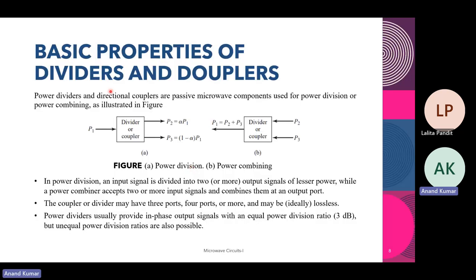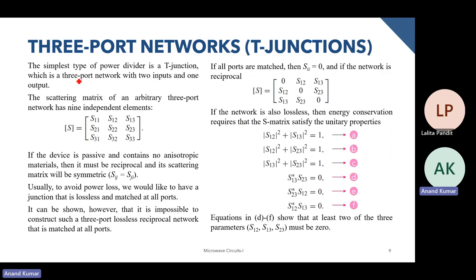So we started with the basic properties of dividers and couplers. Again, sorry, this should have been C here. I missed correcting it in dividers and couplers. A power divider, as we discussed, is one where, when you give some input power, you receive the power divided into a certain ratio, for example alpha to S1 to alpha. A coupler is one in which you give some power alpha and beta, and then you receive alpha plus beta. So if you are sending some input signal and you want to divide it into two signals, or you have two signals and you want to combine them into one signal, this essentially means it should be a three port device.